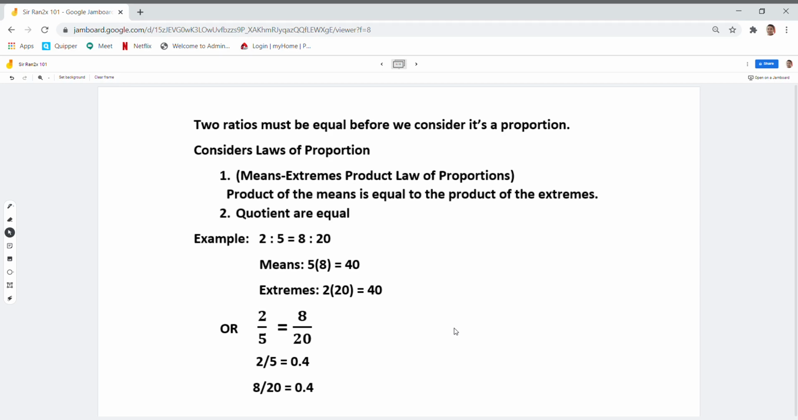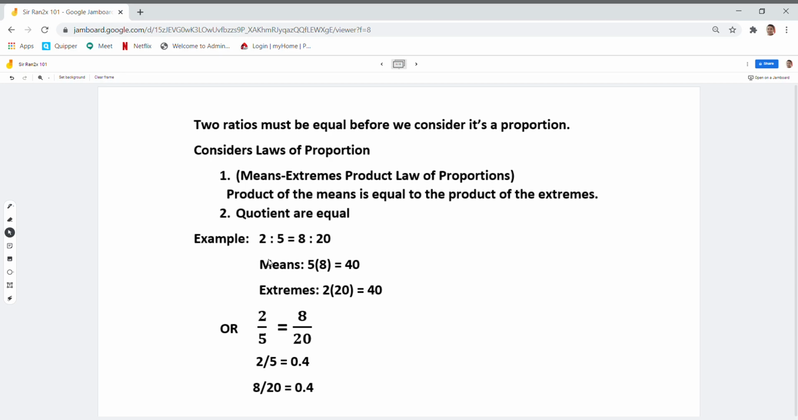But for basic, we make use of the number 1 law, which is the means extremes product law of proportion. So when we say we cross multiply, we actually apply the law that states that the product of the means is equal to the product of the extremes, and all you have to do is identify your extremes and identify your means. Your means are the inner terms and your extremes are your outer terms.